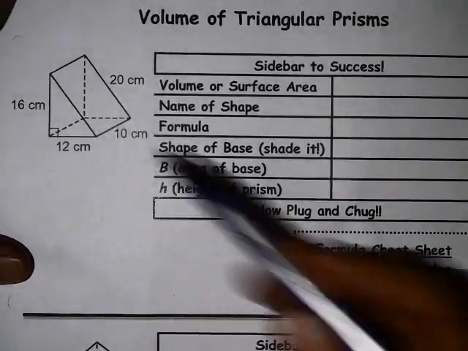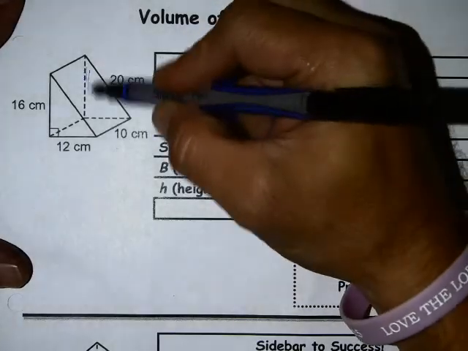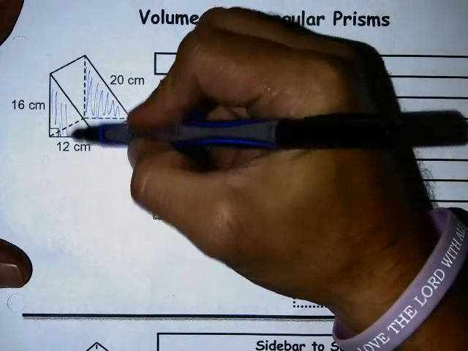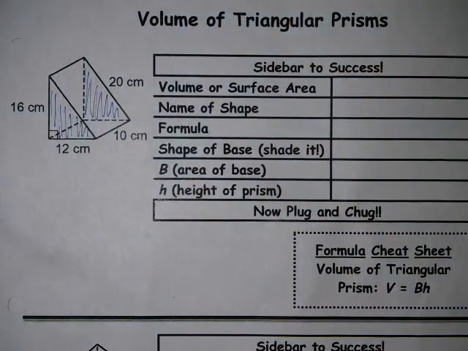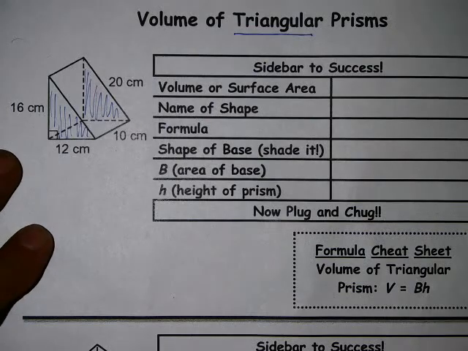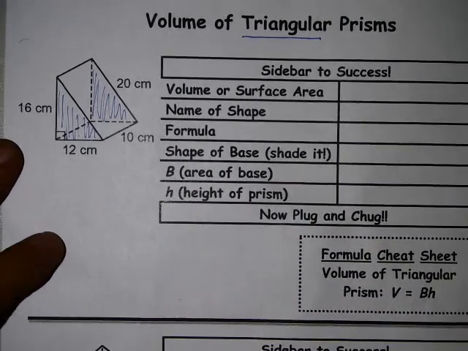Looking at it, we know that it's a triangular prism. Again, it has two triangular bases. One of them's back here. The other one is right here in the front. And even though it's not sitting on that actual base, the rule for a triangular prism is that the bases are triangles. And that's very important to remember as we do this problem.